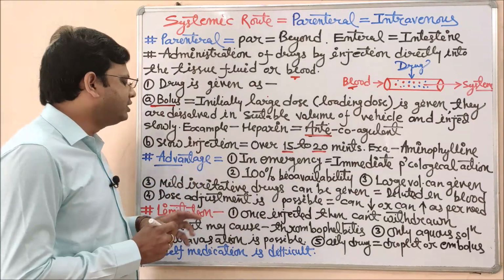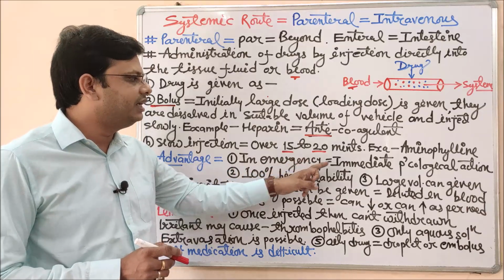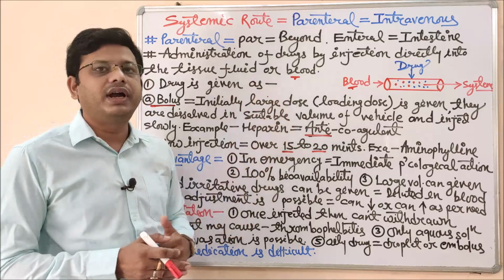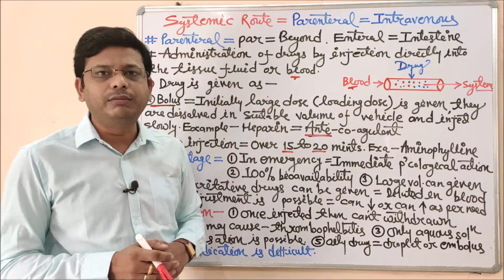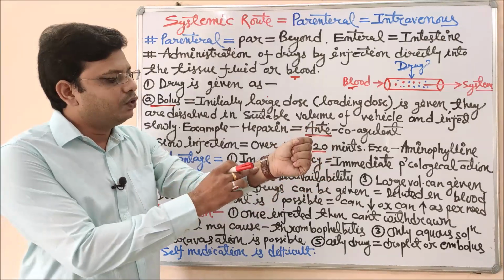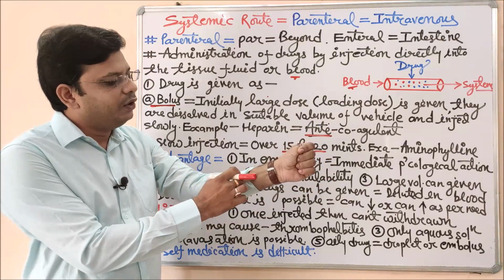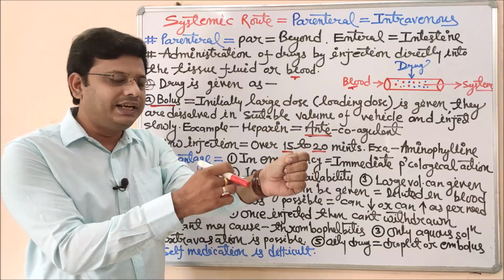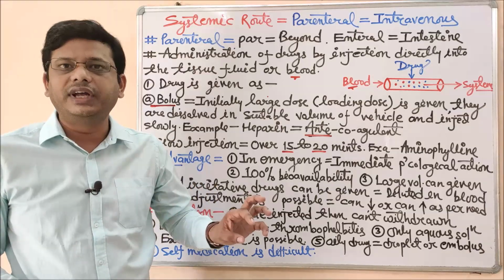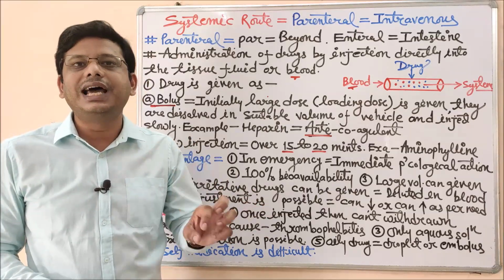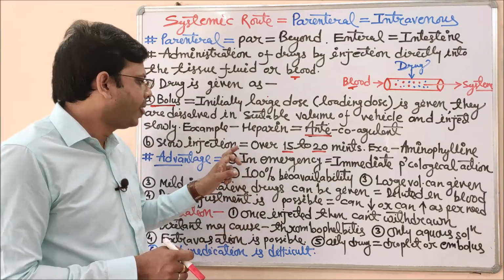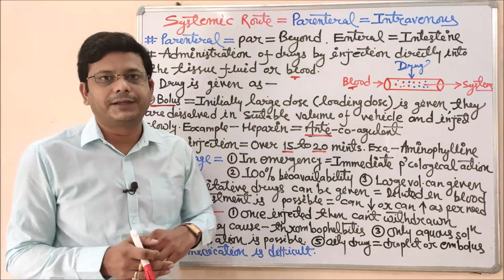Coming to their basic advantages: in case of emergency, immediate pharmacological action can be achieved by this route of drug administration, that is, the intravenous route. In your hand, you can see the different types of veins. Here I am pushing my finger, and you can see the veins. We have to introduce the needle into the vein directly. That is a very important process, and for that you have to know the exact location of the veins, so that you can administer the drug accordingly. In case of emergency, it produces a faster effect.